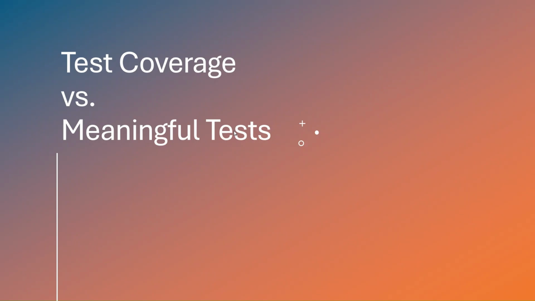For example, test not only for successful scenarios but also for negative cases like invalid input or exceptions. This ensures that your code behaves as expected in all situations, not just ideal ones.